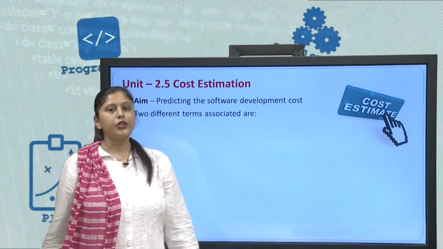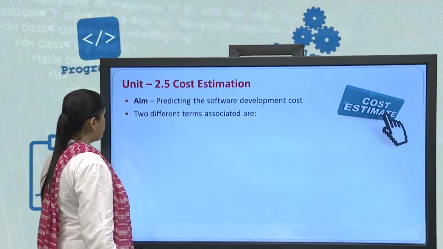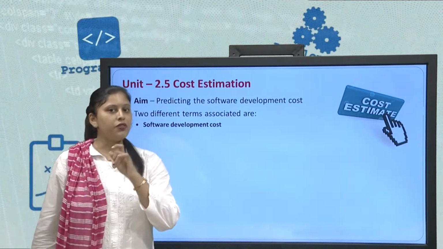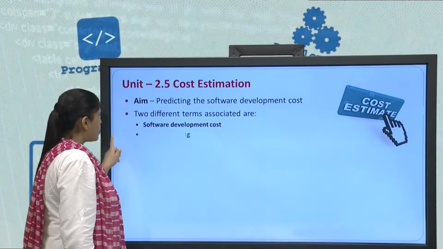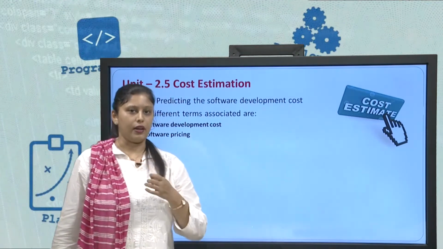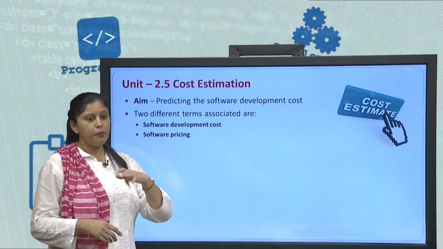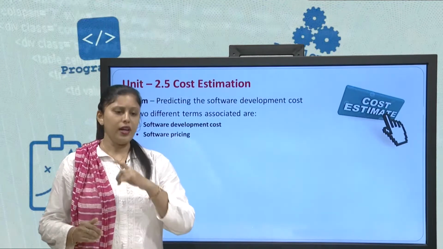There are actually two different terms associated with cost estimation. First being software development cost, kindly focus on the word cost right now, and second being software pricing, kindly focus on the word pricing right now. Now, cost and pricing in software engineering are different terms. I will state how.